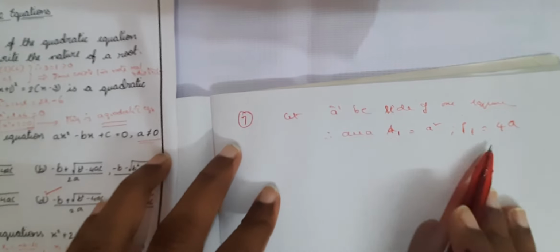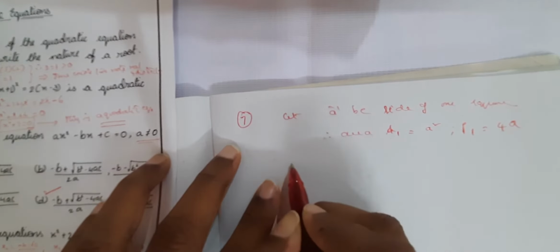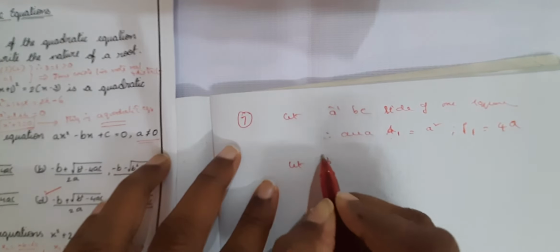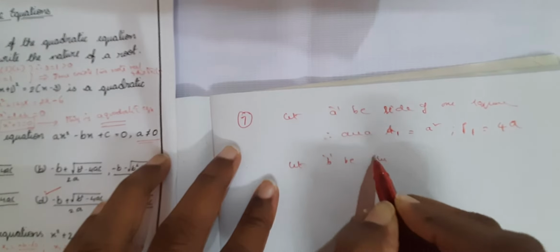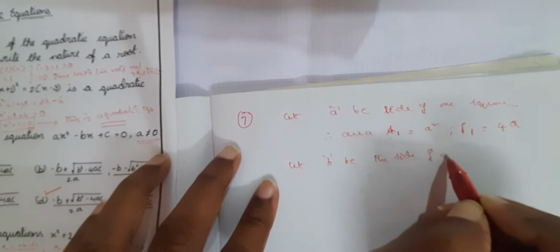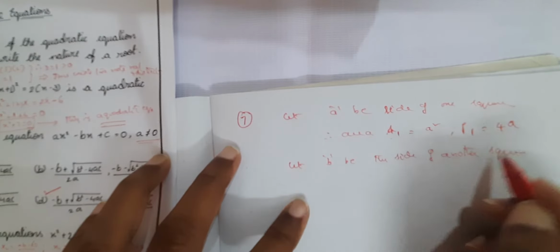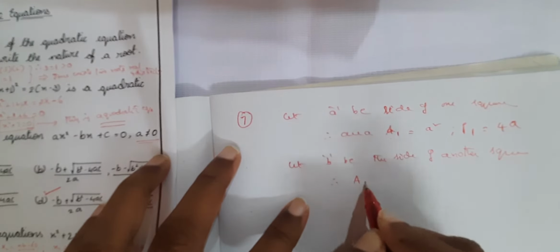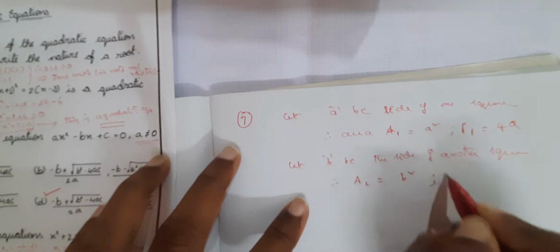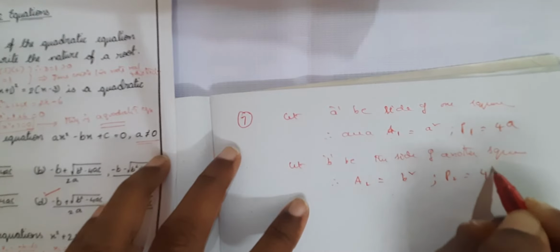Right. And now, similarly, let B be the side of another square. Therefore, area A2 is equal to B square and perimeter P2 is equal to 4B.